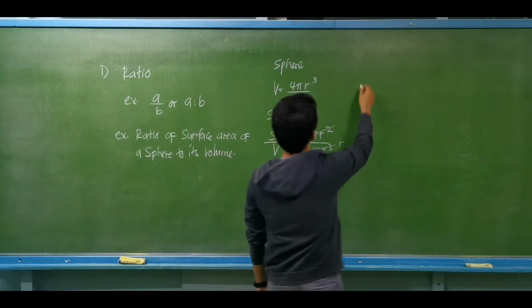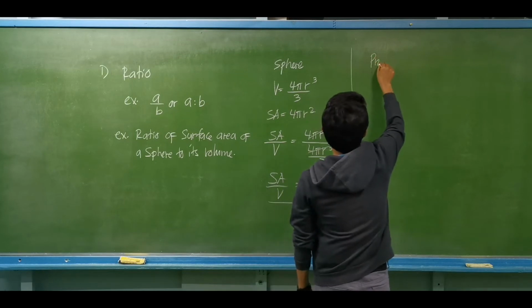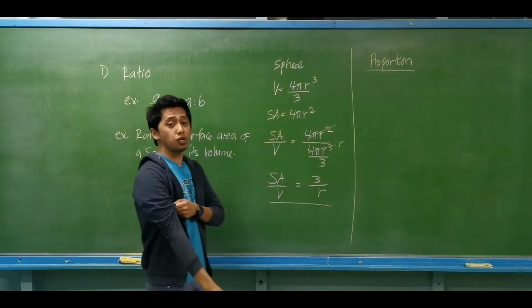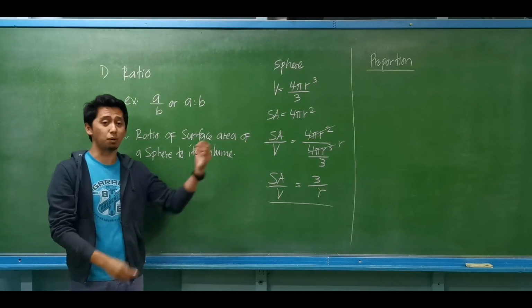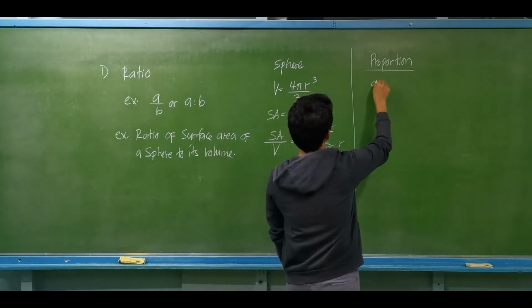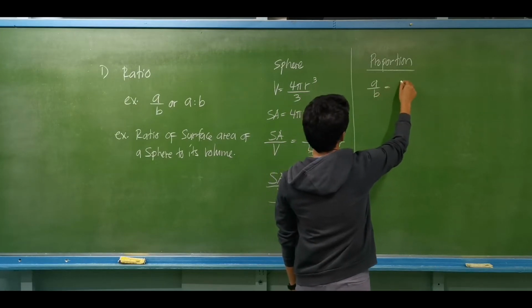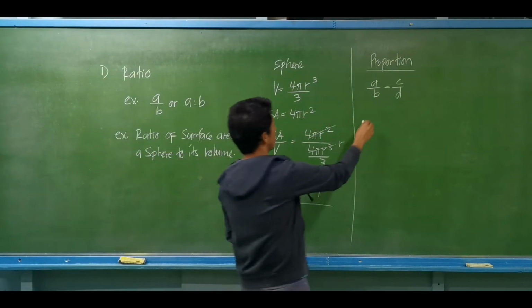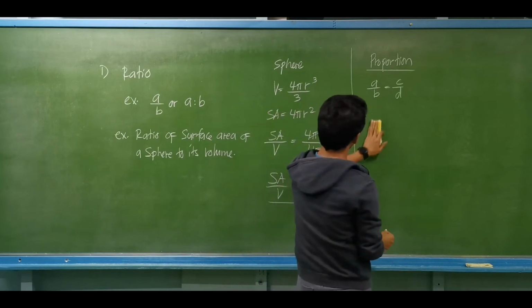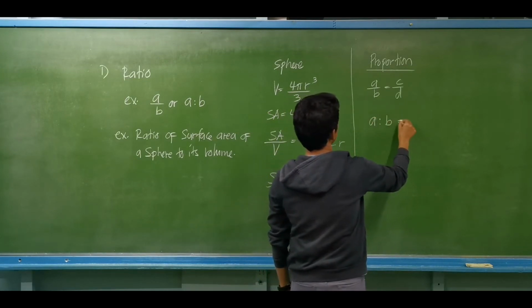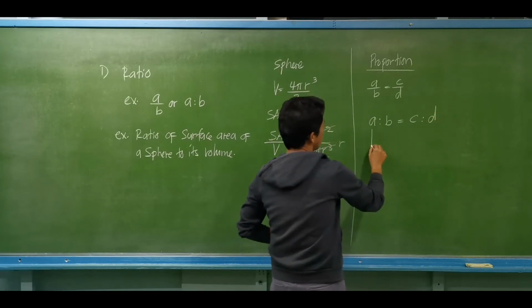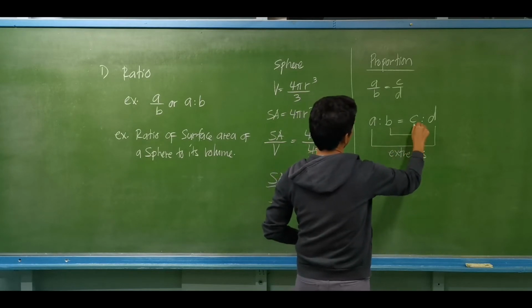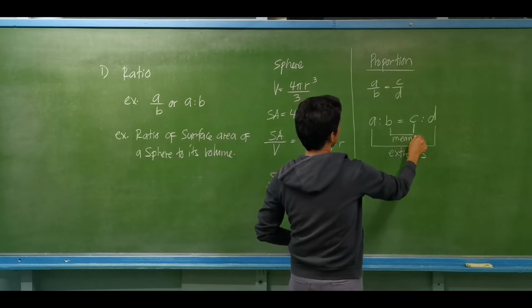Then we have proportion. So proportion, this is the equation of two ratios. So we can have it as A is to B, or A over B is equal to C over D. We can also express a proportion using colons, that is A is to B is equal to C is to D. So we call A and D the extremes, and B and C the means.